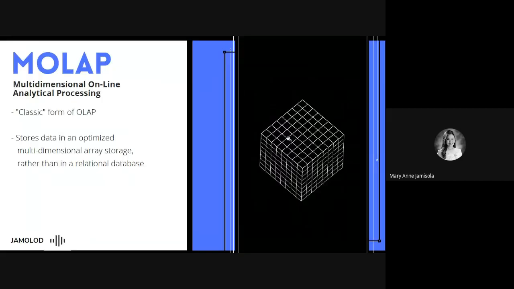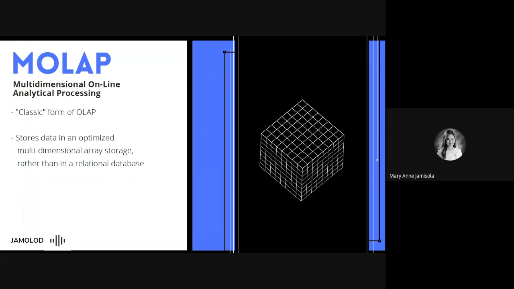Okay, now we have types of OLAP. We have MOLAP, or multidimensional online processing. This is the classic form of OLAP and is sometimes referred to as just OLAP. Since it is the classic or most basic form of OLAP, the MOLAP, sometimes it's just called OLAP. MOLAP stores this data in an optimized multidimensional array storage rather than in a relational database.